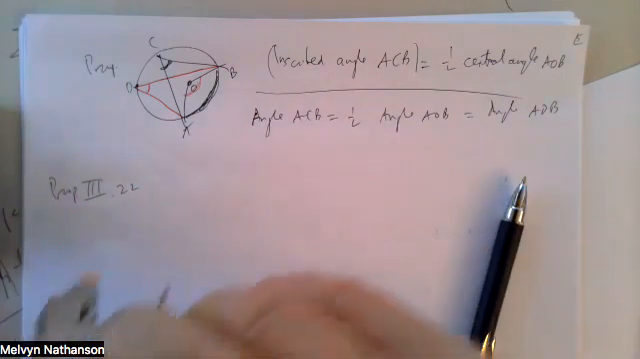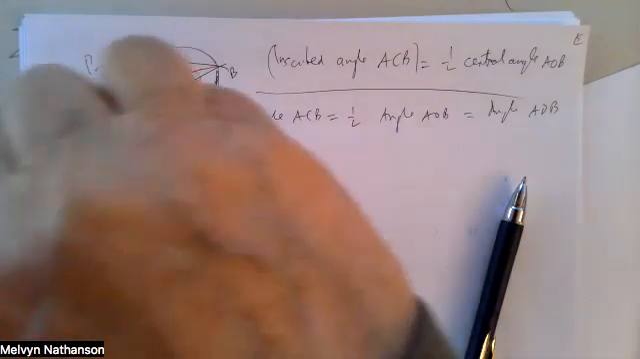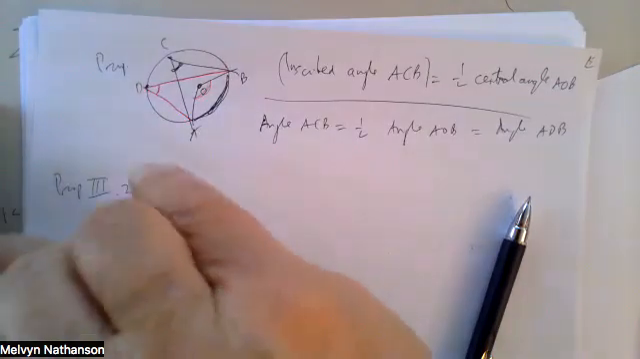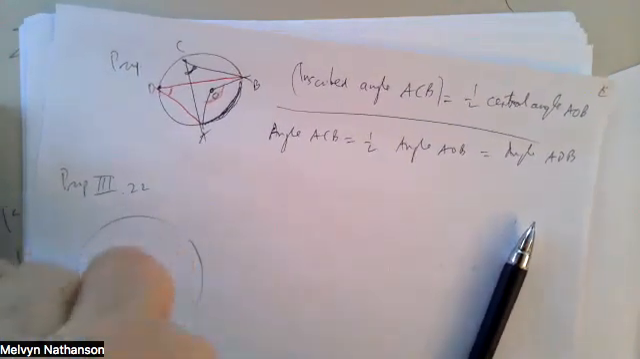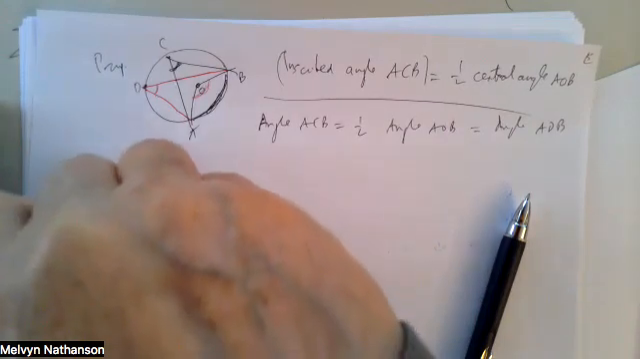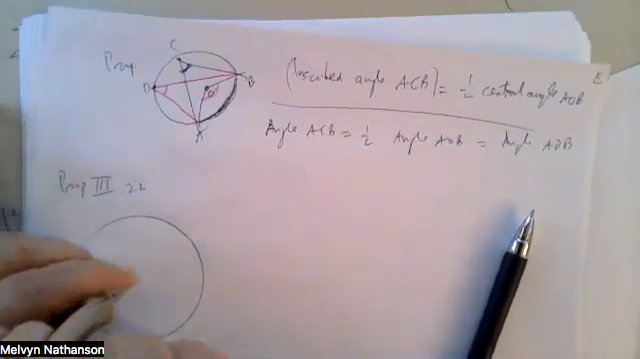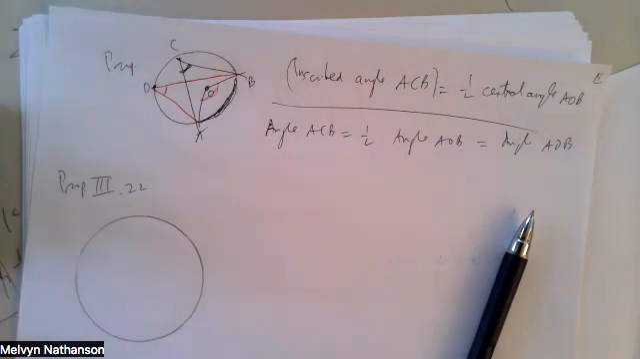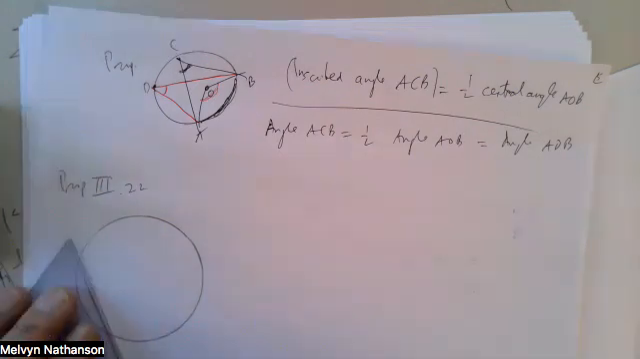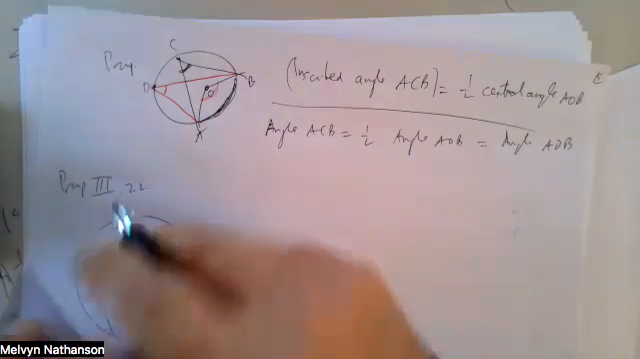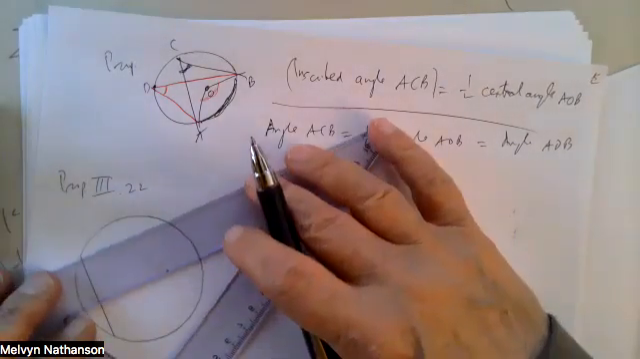So what is a quadrilateral in a circle? Let me use my $2.59 compass to draw a nice circle. And a quadrilateral inscribed in a circle is simply a quadrilateral whose 4 vertices are on the circle. So I'm just taking random points.